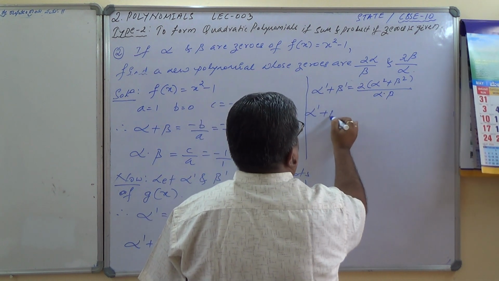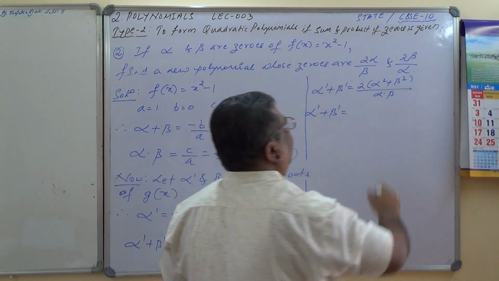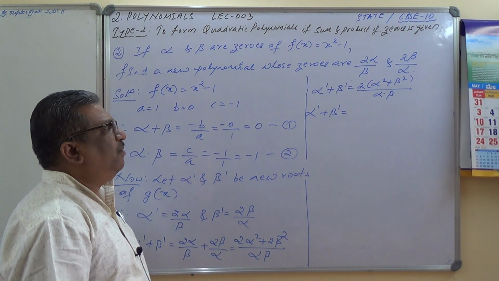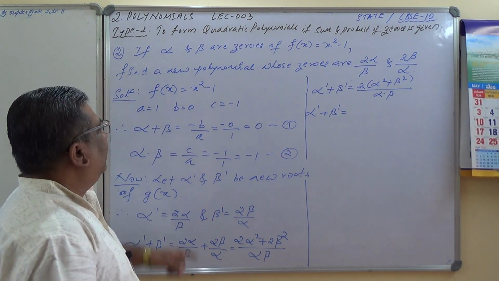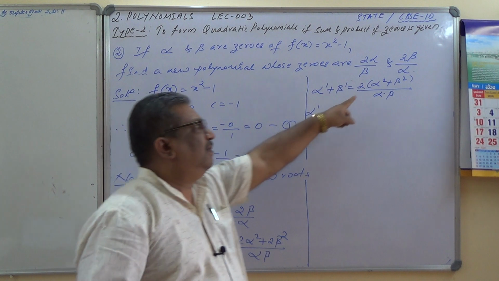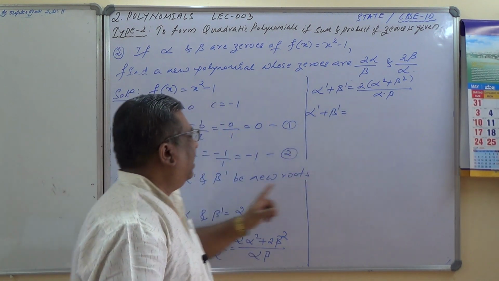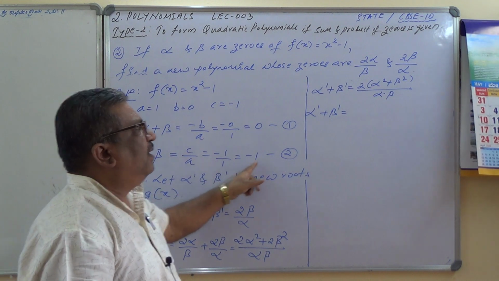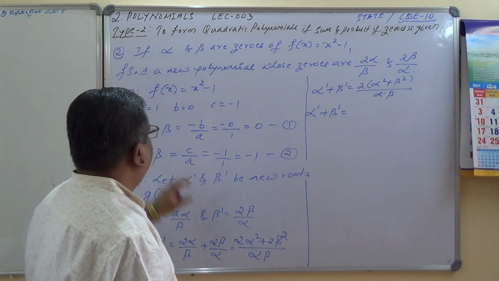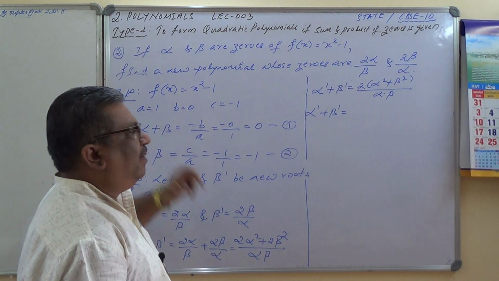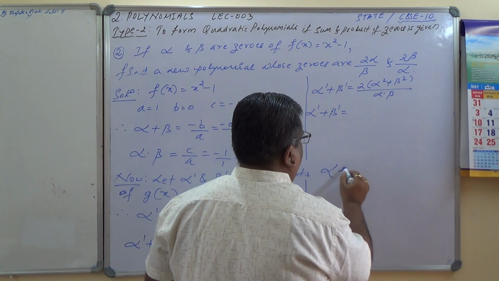Therefore alpha dash plus beta dash equals, what is the value of alpha square plus beta square? How do you get alpha square plus beta square? I must express the numerator in terms of alpha plus beta. Denominator, I have already alpha into beta, the value of which I know. If I express alpha square plus beta square in terms of alpha plus beta, then I'll be able to get that one. How do you do that one?